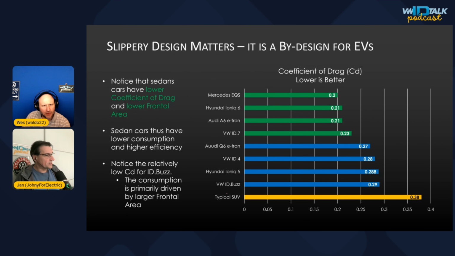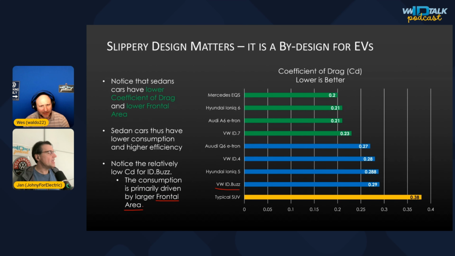So you see that a typical SUV could be around 0.38. Wow, that's higher than I thought. And then for our ID4, it's roughly 0.28. It's a little better than Ioniq 5. And I was quite surprised about this. It's within 0.01 of the same as ID Buzz. That is surprising. I would have thought that the Buzz would be much worse. So with the Buzz, it's not the drag coefficient that's the problem. It's the frontal area that's the problem. Exactly.